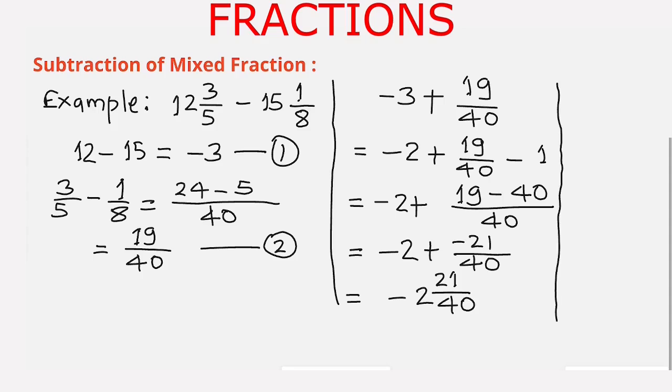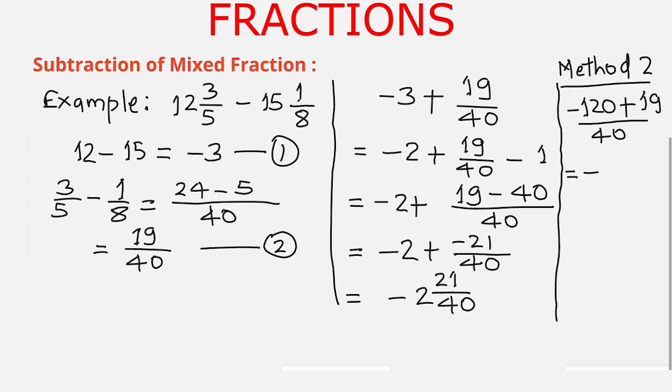This part we can solve by another method. So method 2, I write minus 3 plus 19 upon 40. We take the LCM directly here, which is 40. 3 times 40 is 120. So I write minus 120 plus 19. This is equal to minus 101 upon 40, and this is equal to minus 2 whole and 21 upon 40.